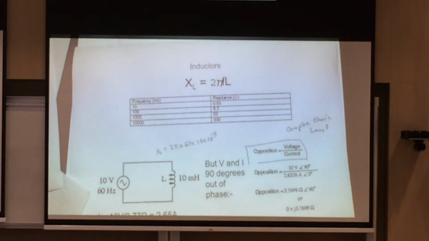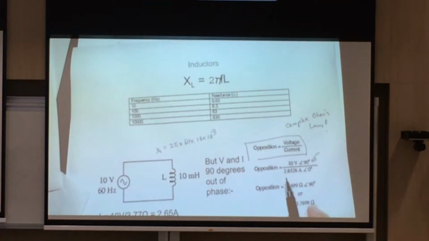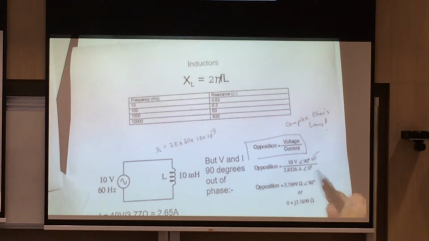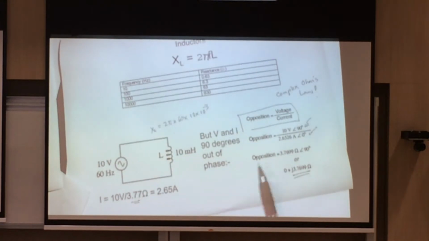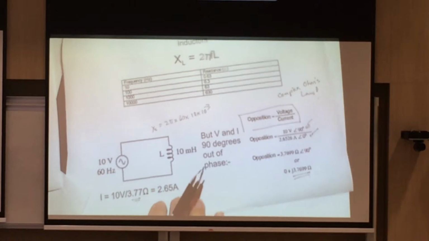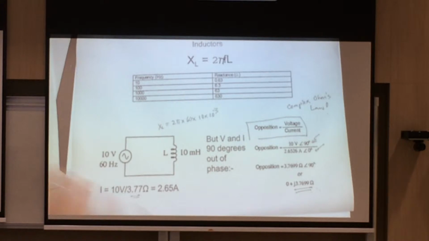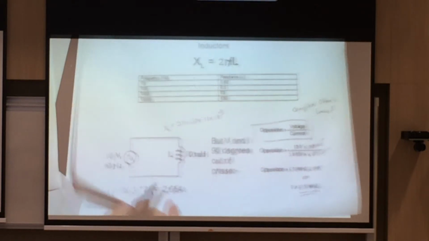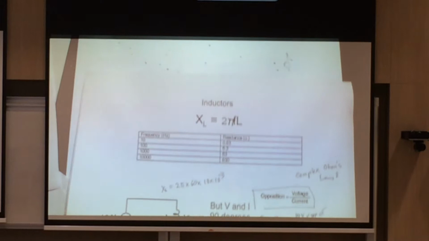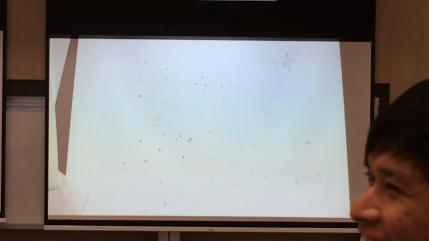Alright, so for the case of inductor, you know that your voltage is at 90 degrees and your current is this value. So when you plug it in, you get your impedance is 3.77 whatever here. Okay? So far so good? Right. Right. This one I mentioned already.